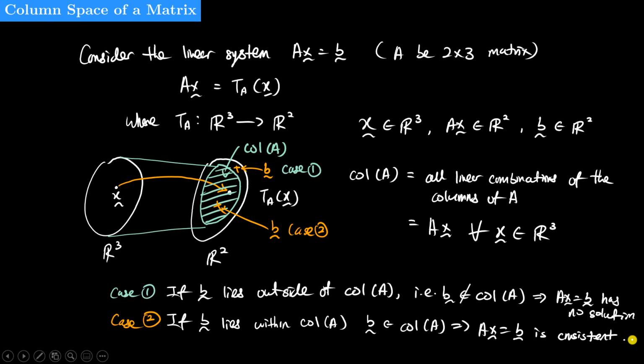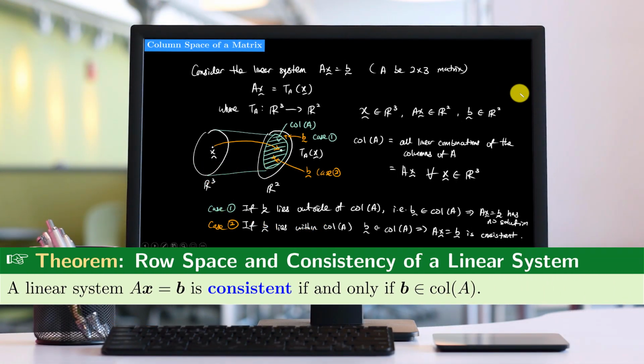So I hope this explanation has given you a deeper understanding of the column space of A with respect to the solution to the linear system Ax equal to b. So we arrive at this theorem that says that a linear system Ax equals b is consistent if and only if b is in the column space of A. Conversely, the linear system is inconsistent if and only if b does not lie within the column space of A.